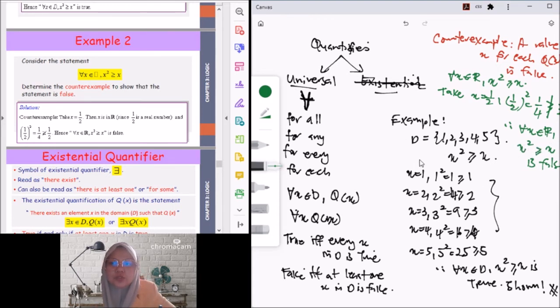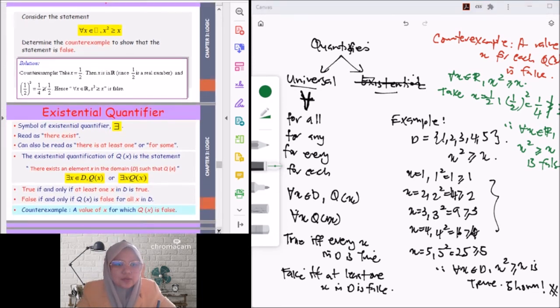So it is enough to show one condition is not satisfied to conclude that this statement is false. But to show this statement is true, we have to show it is true for all x in the domain. Then we can make a conclusion that this statement is true. Alright, we finish the universal quantifiers.